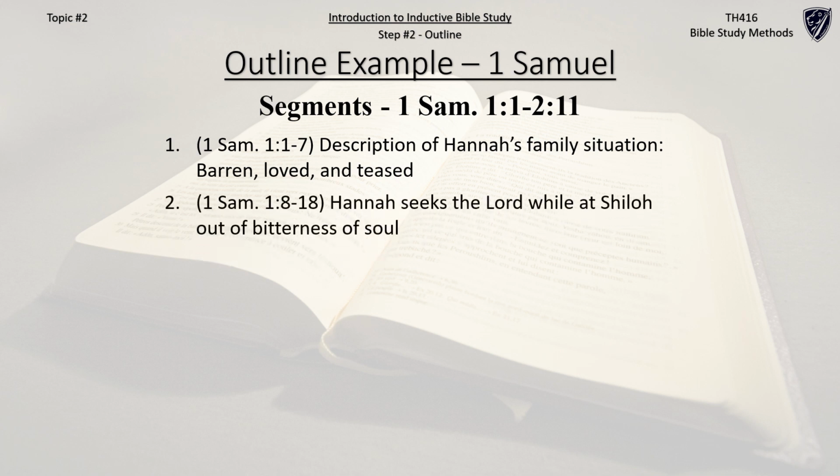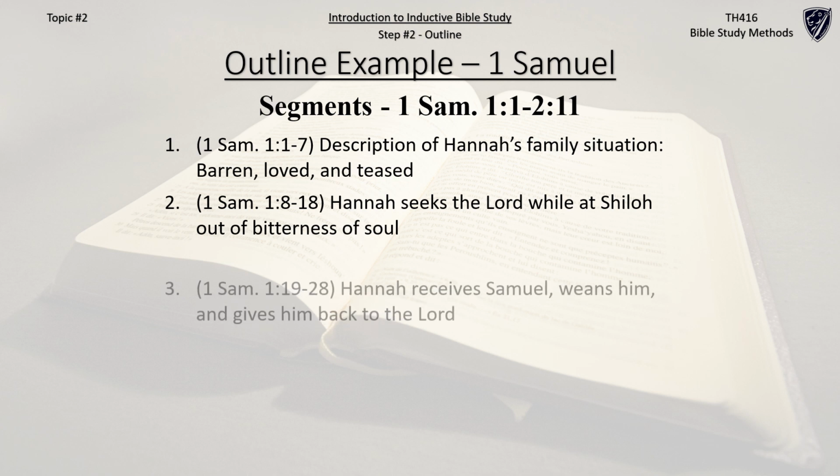Then in verses 8 through 18, we see that Hannah seeks the Lord while at Shiloh out of bitterness of soul. While they're there at Shiloh, they're trying to have a feast, and Hannah just can't eat. She goes to the tabernacle and prays to the Lord before the tabernacle. She even gets accused of being drunk because her mouth is moving, but she's not saying anything. So high priest Eli thought she was drunk. That whole story is given. And then the priest actually says, you're going to have a baby.